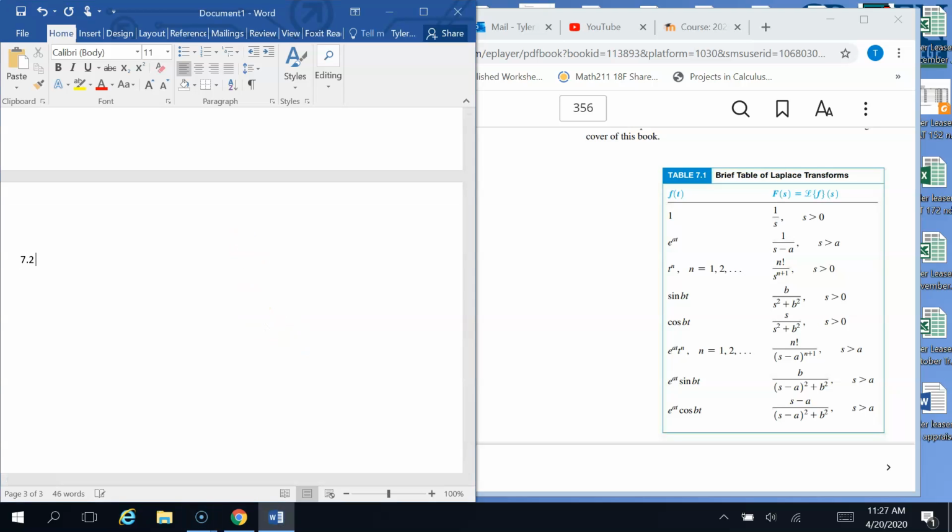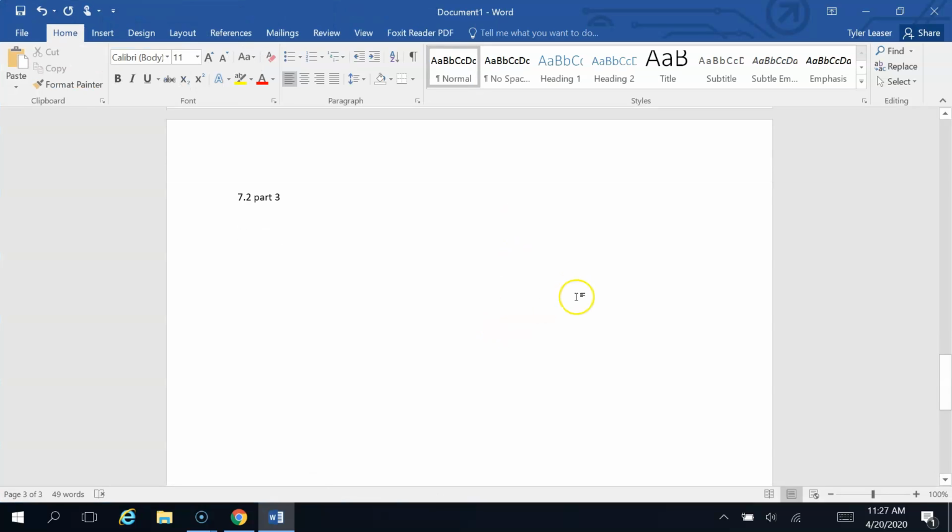Okay, so jumping into 7.2 part 3, this will be the last part here. This one isn't super important as far as the homeworks go, but it is important for definitions and how the Laplace transformation works. So there's going to be a lot of writing and typing in this one.